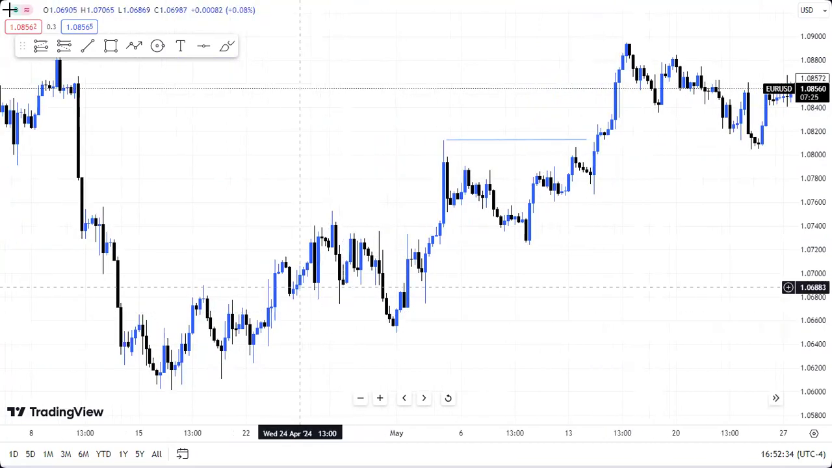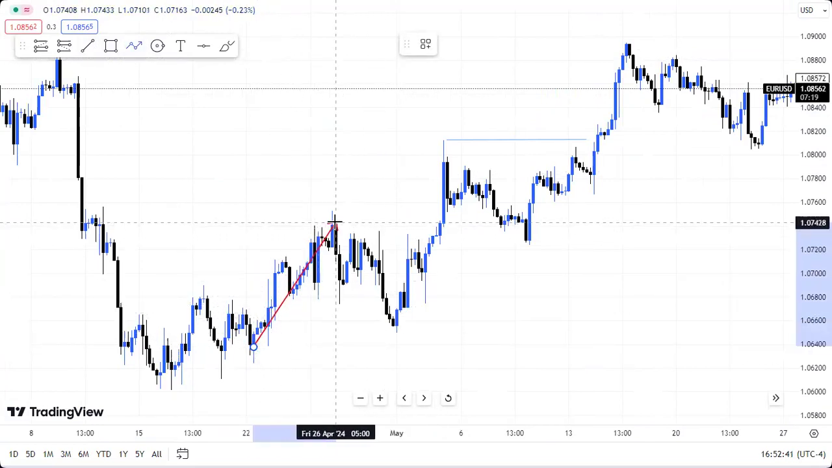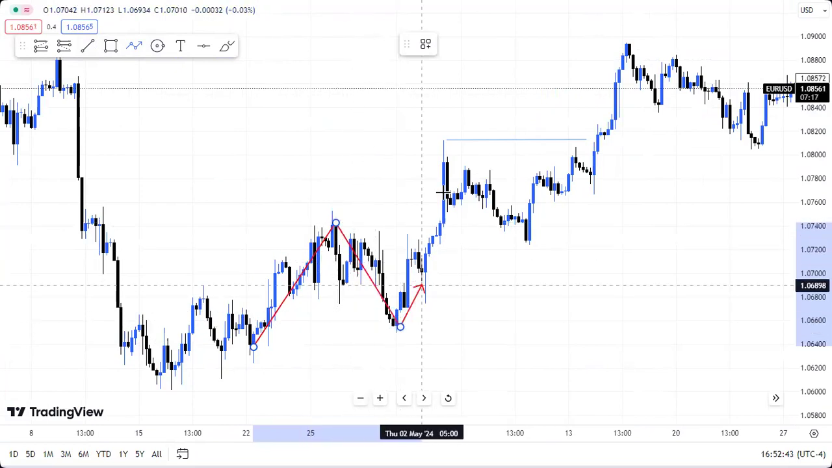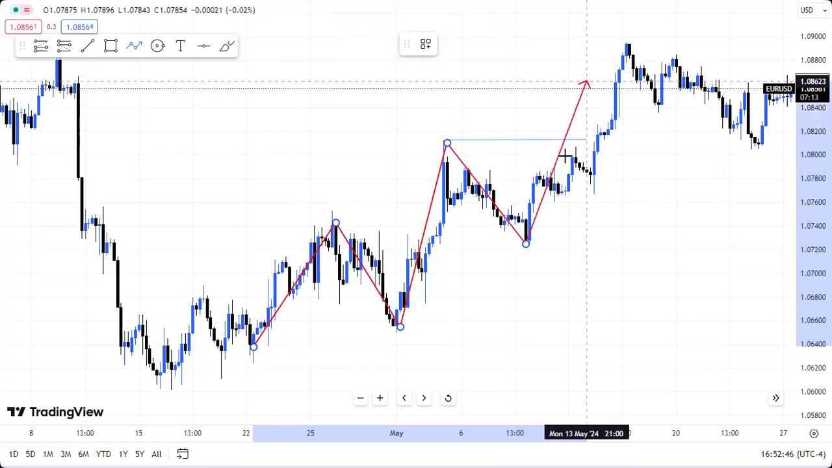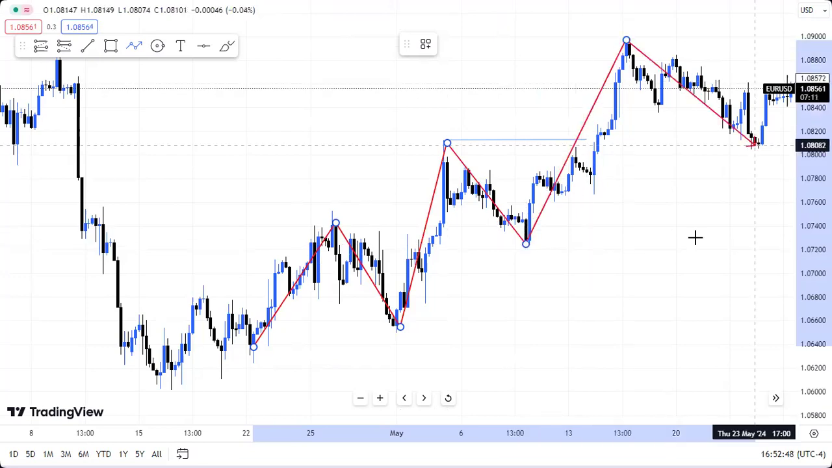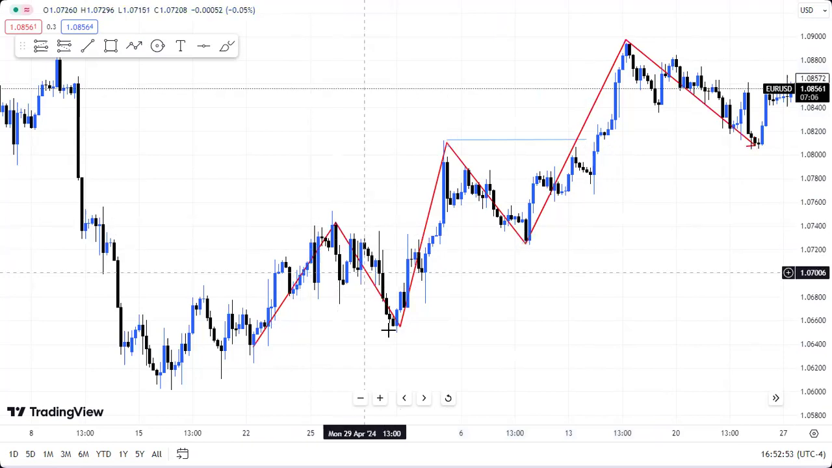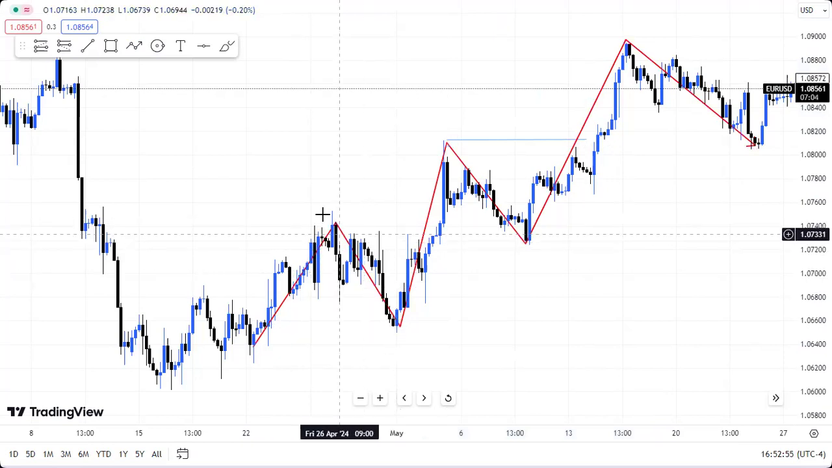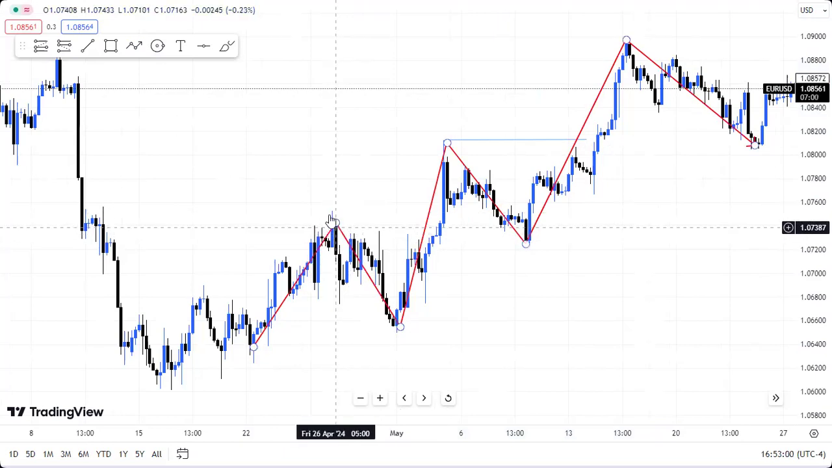When the market creates, for example, a higher high and a higher low, a higher high and a higher low, a higher high and a higher low. Now, take a look at this, guys. When a market creates this high and a new low, automatically this high becomes a support. This high becomes a support.